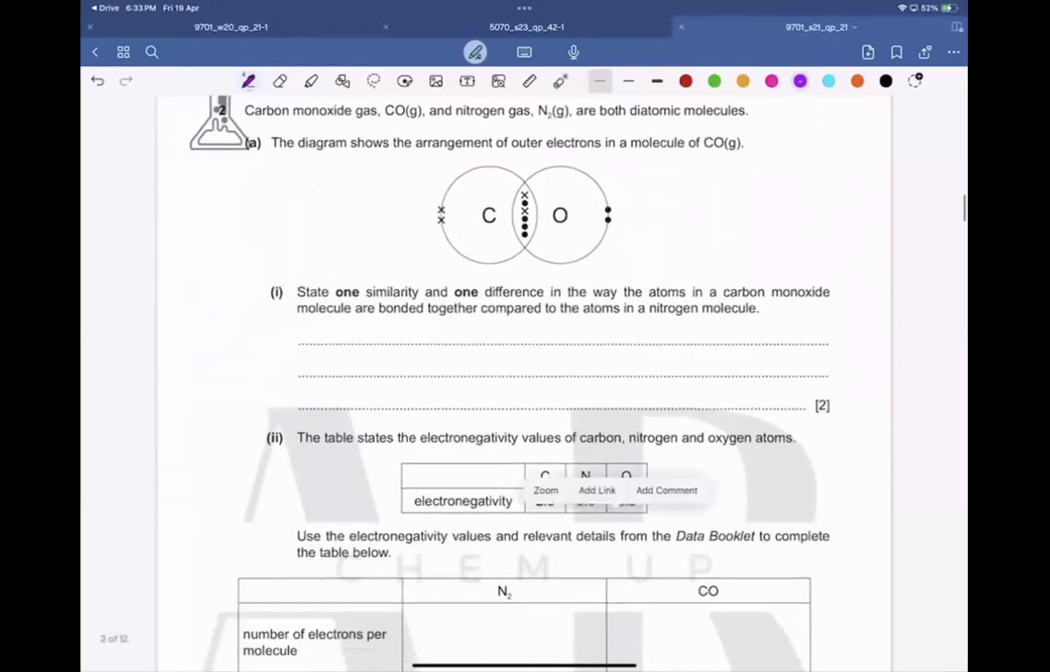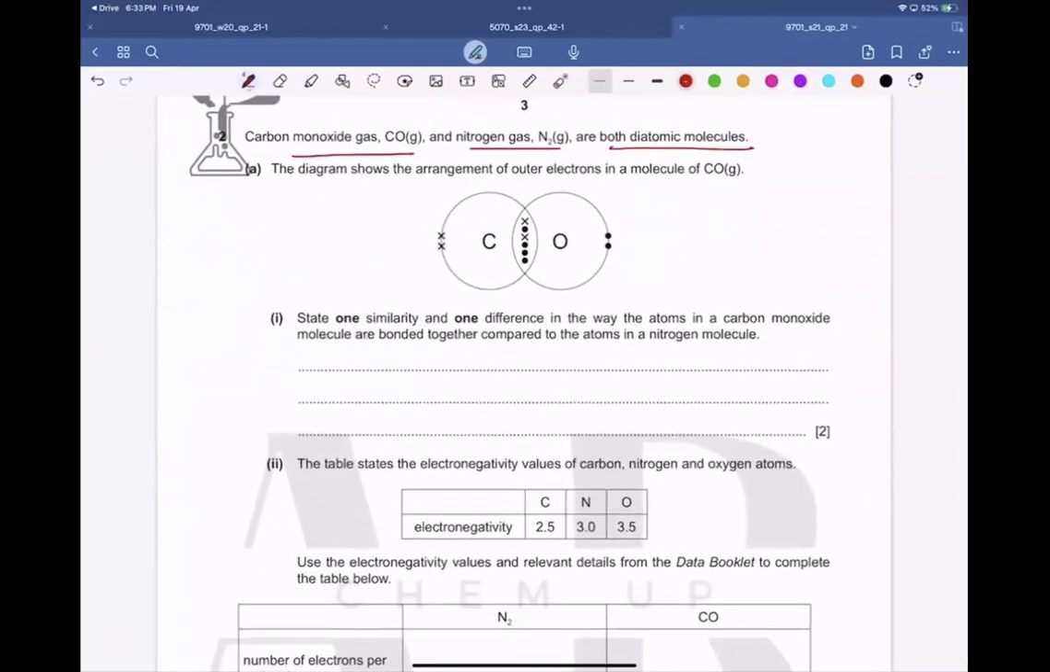Okay, now, next part. Carbon monoxide gas and nitrogen gas are both diatomic molecules. The diagram shows the arrangement of outer electrons in the molecule of carbon monoxide. Okay, we have discussed this in our lectures as well when we were doing dative bonding. State one similarity and one difference in the way the atoms in carbon monoxide molecules are bonded together compared to the atoms in a nitrogen molecule. You have to tell one similarity and one difference.